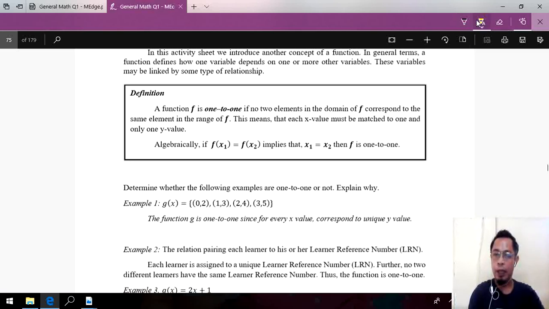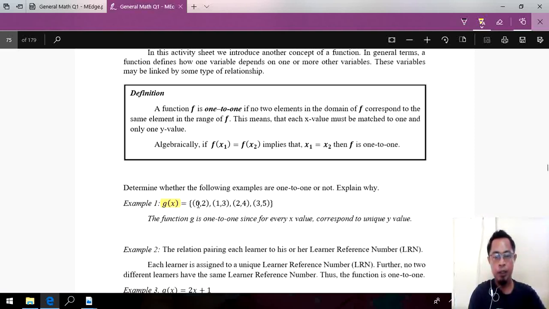We have this function g of x, where we have the ordered pairs (0, 2), (1, 3), (2, 4), (3, 5). By inspection, you would notice that for every element in X, there is only one unique element in Y. For example, 0 is mapped to 2, 1 is mapped to 3, 2 is mapped to 4, 3 is mapped to 5. But for instance, if another value, say 7, is mapped to the element in the domain, say 0 again, that would mean there are two elements being mapped by this zero value in x.